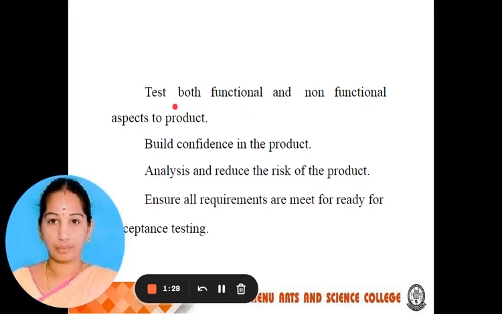Additionally, it tests both functional and non-functional aspects of a product, and also it builds product confidence, and it analyzes and reduces the risk of a product. It analyzes the risk, and we can easily reduce the risk of a problem, and then it also ensures all the requirements are met and ready for acceptance testing. And once again, the system testers can identify that all the requirements are met. That means user requirements are all satisfied. So these are the reasons why we need system testing. Okay.